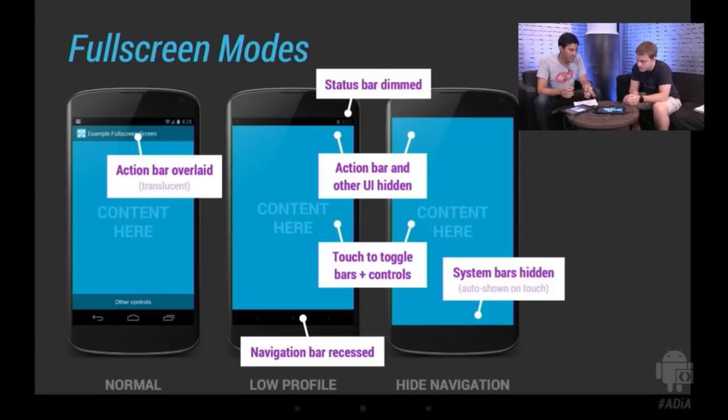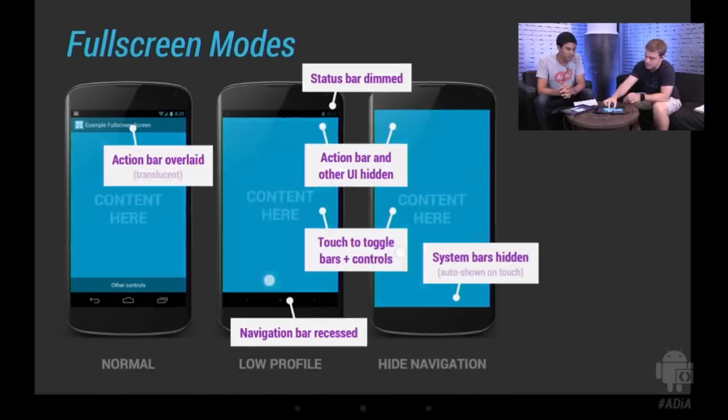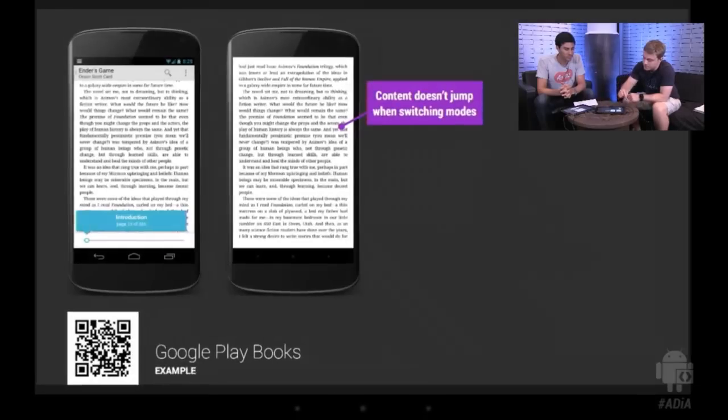The way I like to think about these two is that low profile is for an immersive activity where there may still be some user interaction, like maybe you're swiping through photos, or reading a book. Whereas hide navigation is more useful for something where you're not interacting with it, like watching a video, where you're just sitting back and looking at the screen. Exactly. Okay, so those are the different modes.